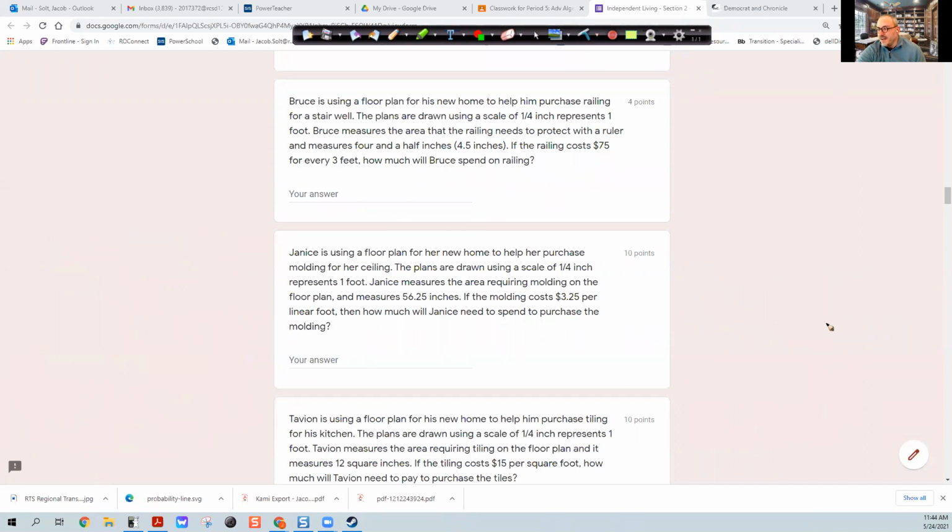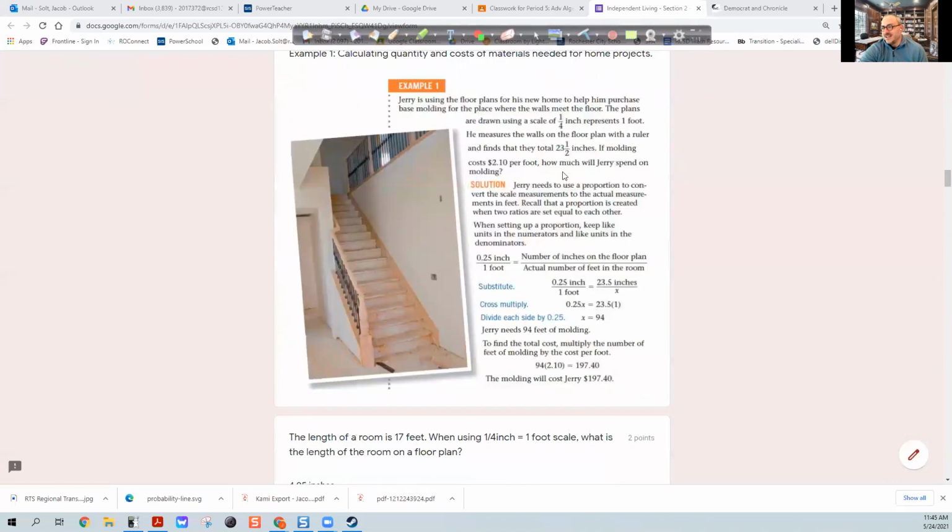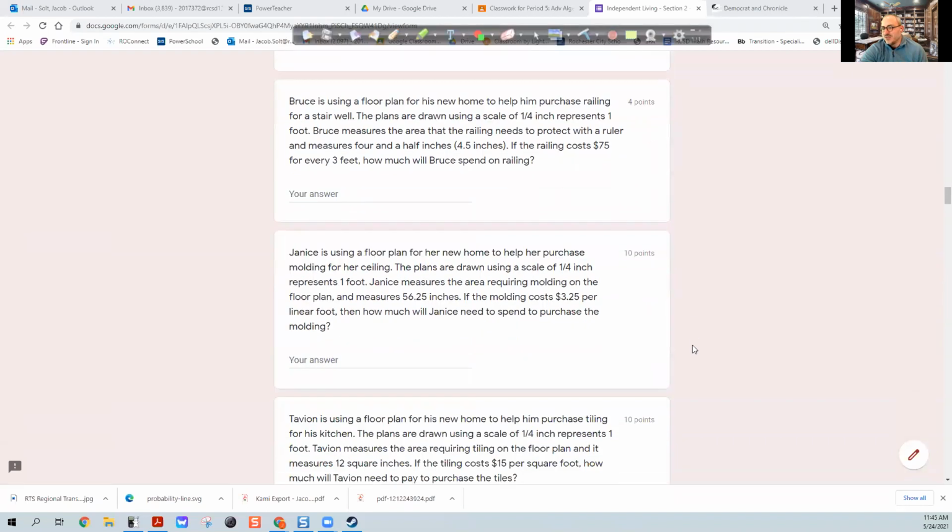You'll solve this one, and then you'll do 2 more problems with Janice and Tavion. Janice is using a floor plan for her new home to help her purchase molding for her ceiling. So this is not base molding, but like the ceiling molding. Plans are drawn using a scale of 1/4 inch represents 1 foot. Janice measures the area requiring molding on the floor plan and measures 56.25 inches. If the molding costs $3.25 per linear foot, how much will Janice need to spend to purchase the molding? This problem is almost exactly like this example here. It's pretty straightforward.